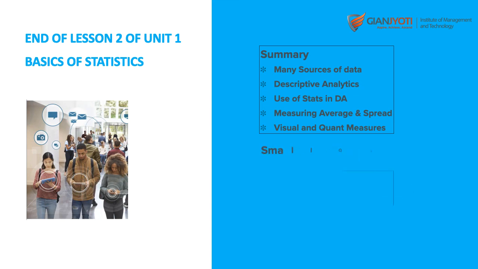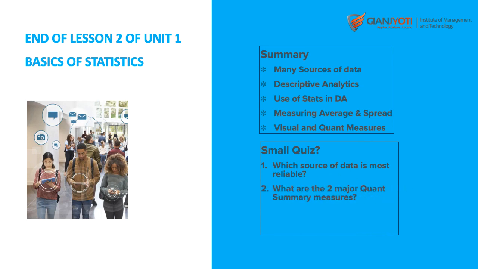Here is your quiz for this lesson. Please take out your notebook and pen and write your answers so that you can check the answers later on. Your first question is, which source of data is most reliable? Your second question is, what are the two major quant summary measures? And your third question is, what percentage of values fall within two standard deviations of the mean in a bell curve? I give you some time to write your answers while I wait.